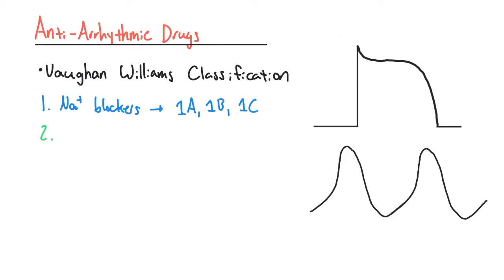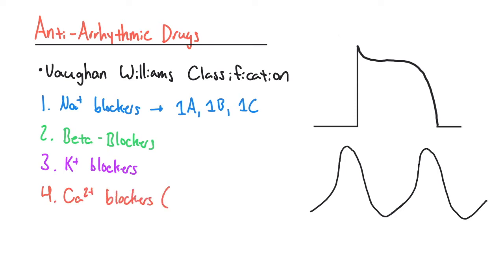Our class 2 agents are beta blockers, which we should be familiar with from other cardiovascular conditions that we've reviewed before. Class 3 agents are potassium channel blockers. And finally, class 4 agents are calcium channel blockers, which you might remember from hypertension are the CCBs.